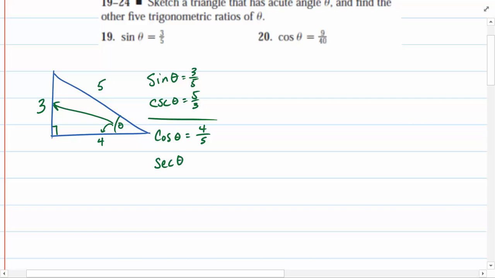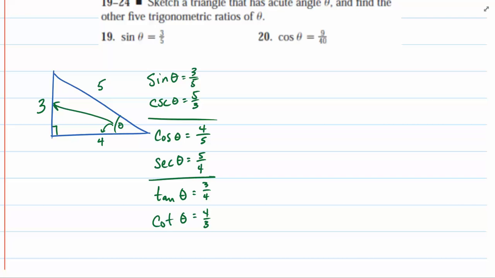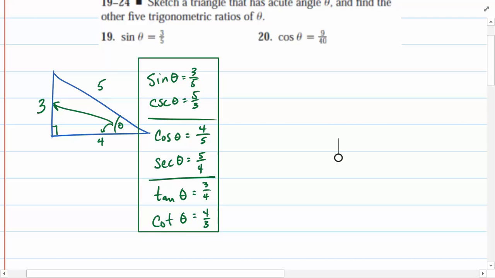Secant of theta is the inverse of that, so we just have to flip this fraction. And lastly, tangent. Tangent of theta must be the opposite side, 3, divided by the adjacent, 4, by definition. And therefore the cotangent, which is the inverse of this, would be that same fraction just flipped over. And there we have our 5 additional trigonometric ratios.